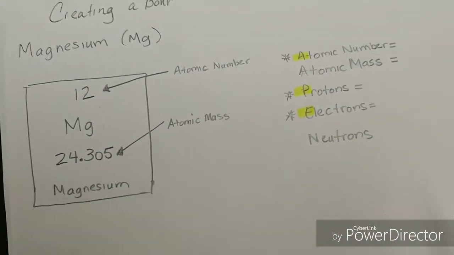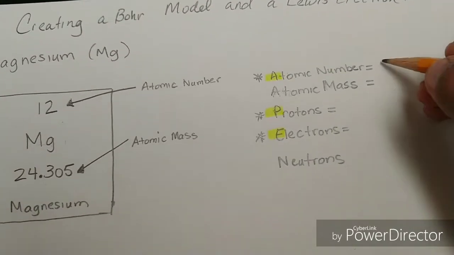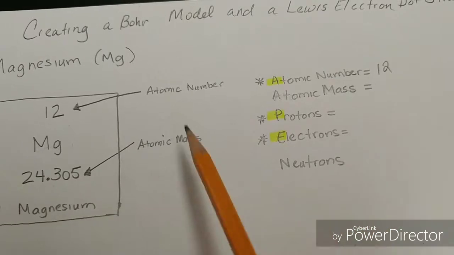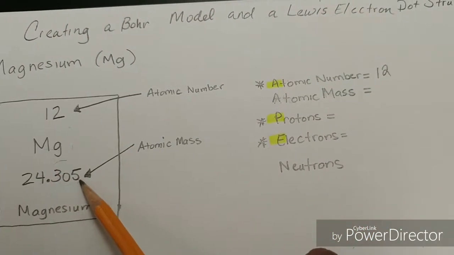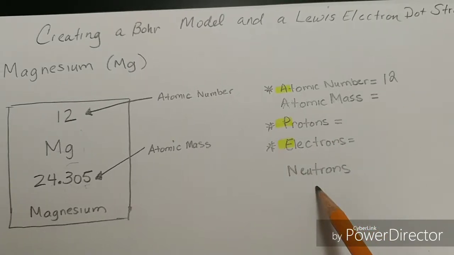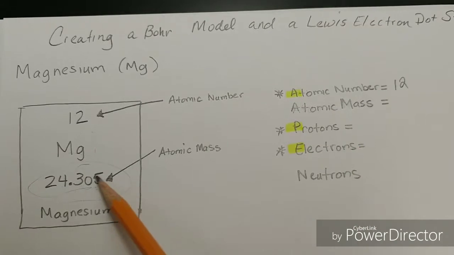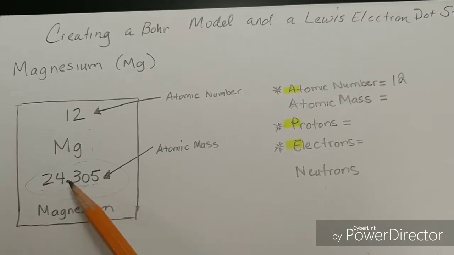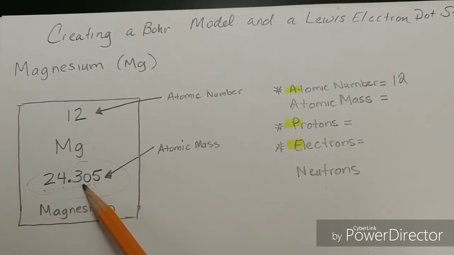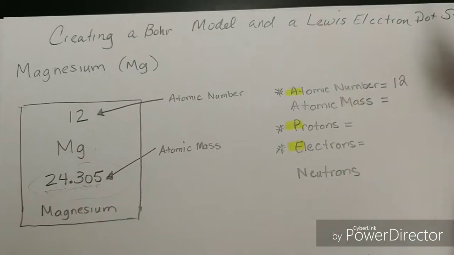Okay, we realize that it's on period 3 and it happens to be on group 2. Some of the information we're going to gather is first its atomic number, which is 12. It has a mass of 24.305. When you're doing subatomic particles, which are protons, electrons, and neutrons, you want to round this number to a whole number. So we're going to say the mass is 24 because it's a lot closer to 24 than to 25. If this would have been a 5, then we would have rounded up.